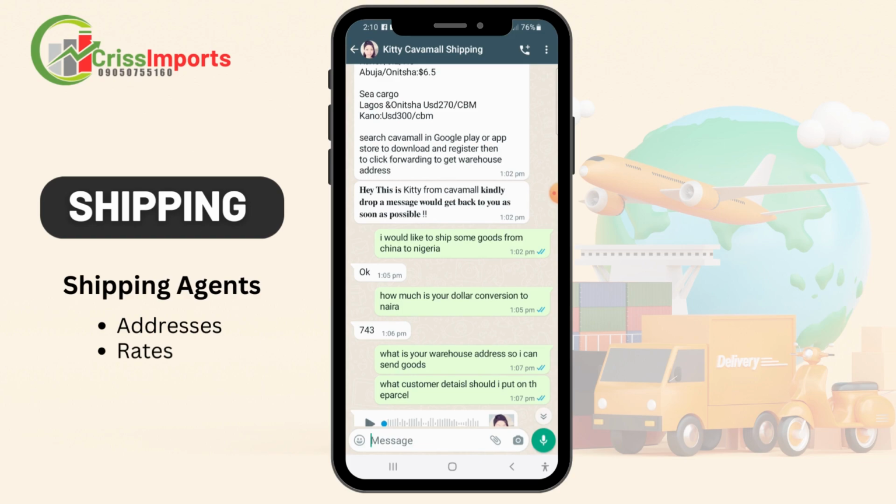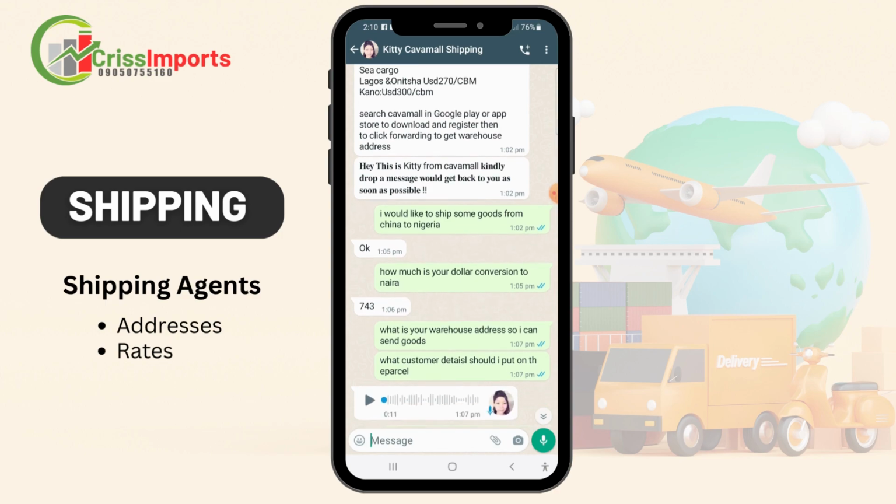They are just a shipping agent. They don't own airline companies. So they will take your goods to the airport and pay the airline companies for those goods. When it lands in your country, they will clear the goods and then send you a pickup message. They will calculate your bill and tell you the amount you come and pay.